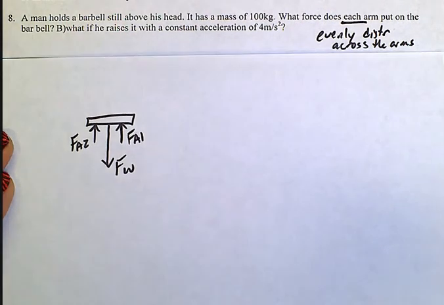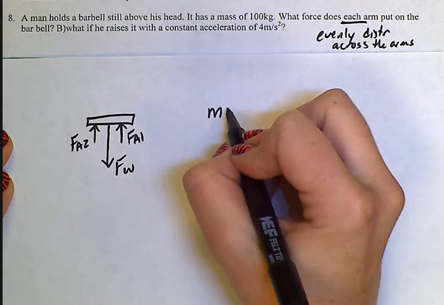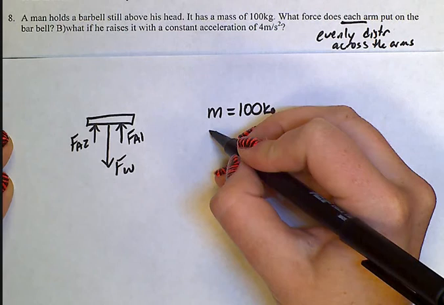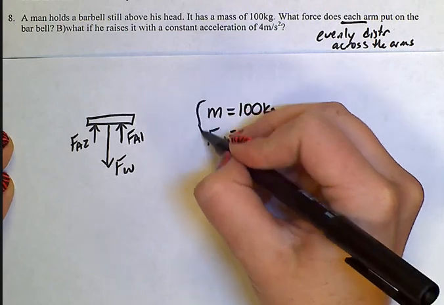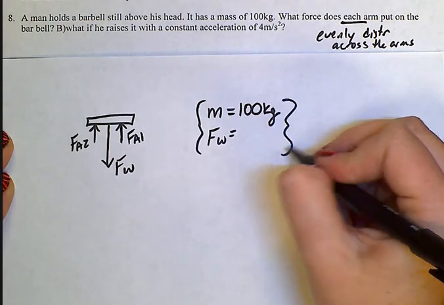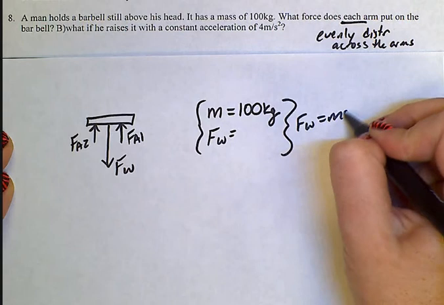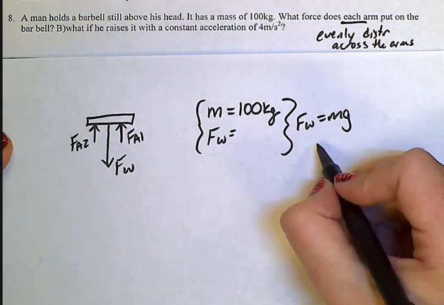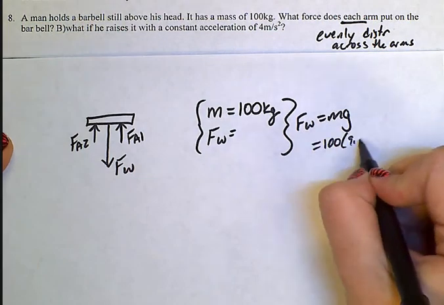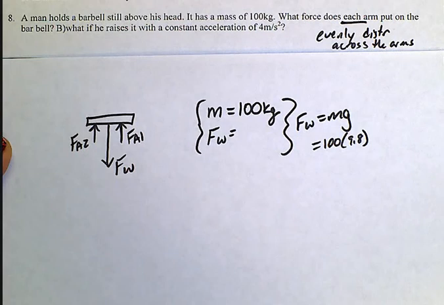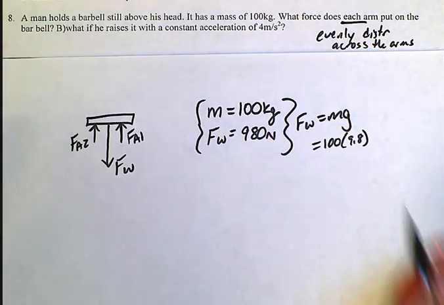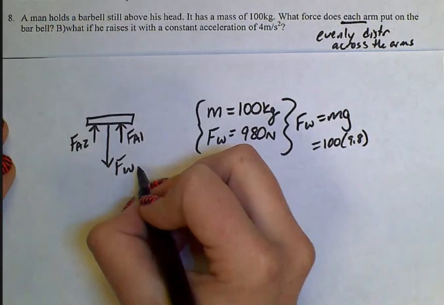I also know that the mass is 100 kilograms. Because this is a vertical problem, I need to know the weight. And again, a little side bit here: using the equation Fw equals mg, you're either multiplying or dividing by 9.8. And remember, weight will always be a bigger number because it's a bigger word. So 100 times 9.8 gives me 980 newtons. So this here is 980.